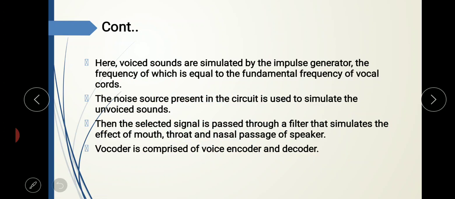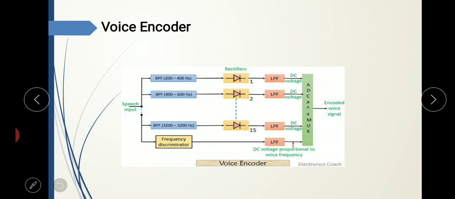So this one is the theory that we already discussed. Then first one is voice encoder. The frequency spectrum of the speech signal is divided into 15 frequency ranges by using 15 bandpass filters, each having bandwidth range of 200 Hz.